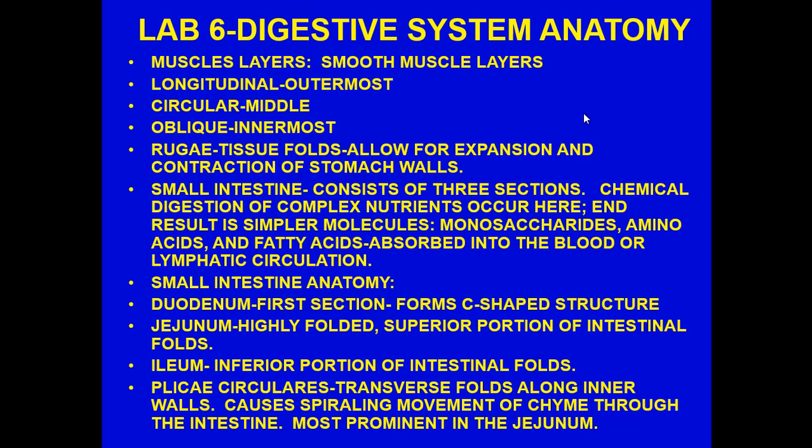We have these tissue folds called rugae, which allow for expansion and contraction of the muscle walls of the stomach. The small intestine consists of 3 sections, and you will have chemical digestion of complex nutrients occurring there. The end result is simpler molecules. You will have monosaccharides from disaccharides and polysaccharides. You will have amino acids from proteins. You will have fatty acids, basically from the triglycerides.